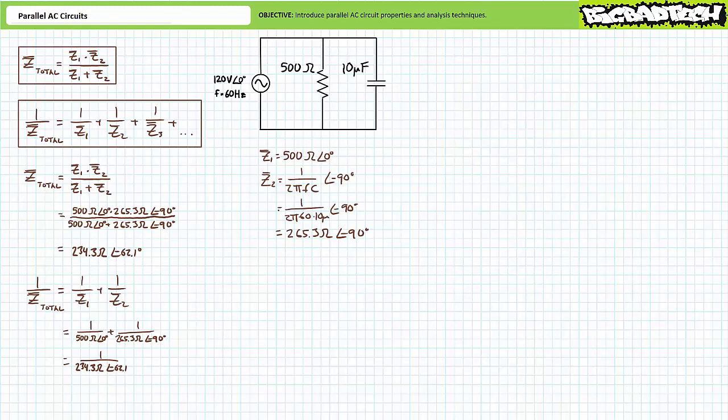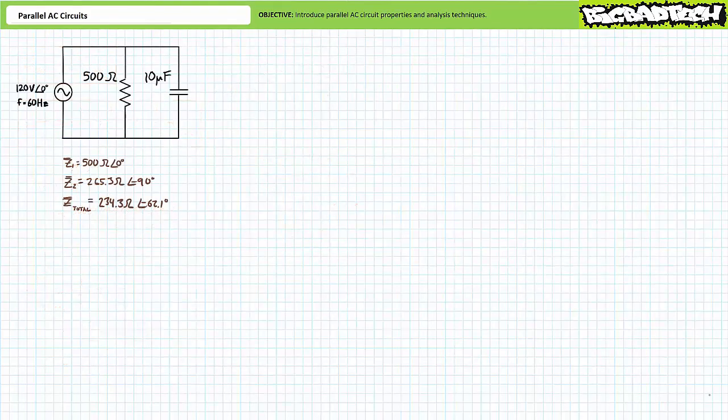Let's put these impedance values aside and examine voltage distribution in parallel AC circuits. As you are no doubt aware, voltage is a two-point measurement. As such, voltage across elements in parallel is the same. This is the most fundamental parallel AC circuit property.